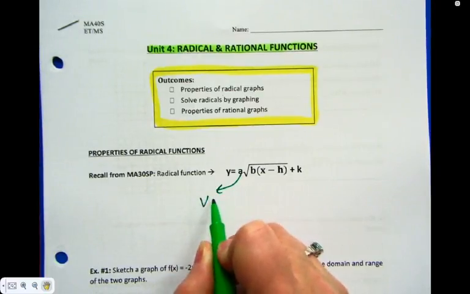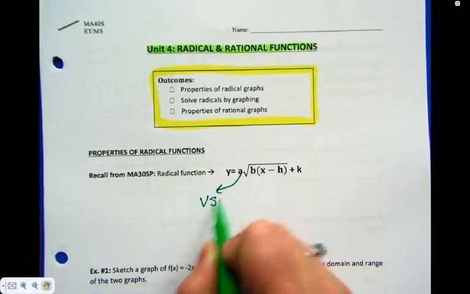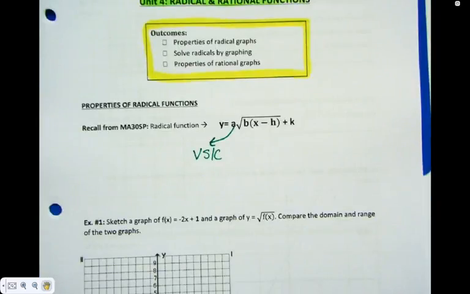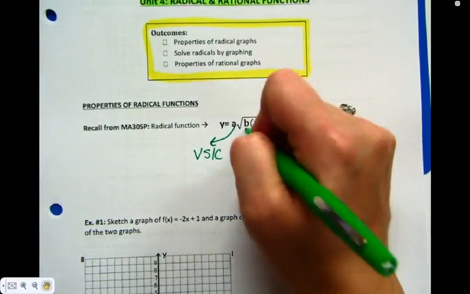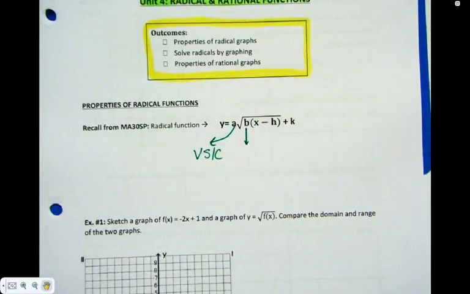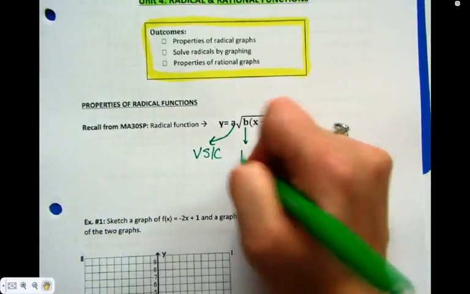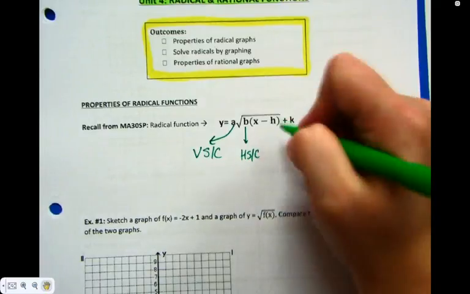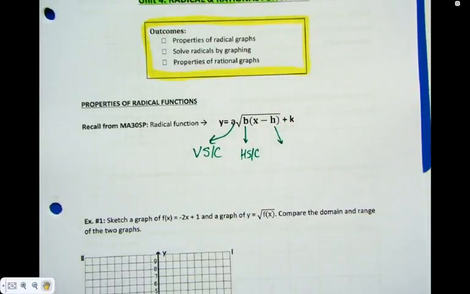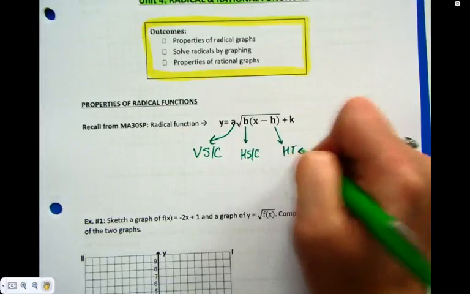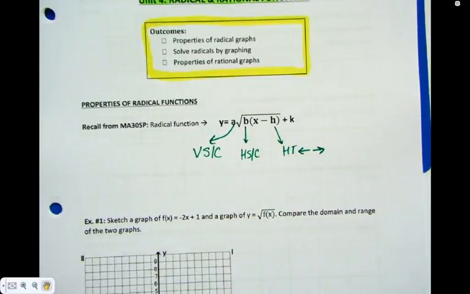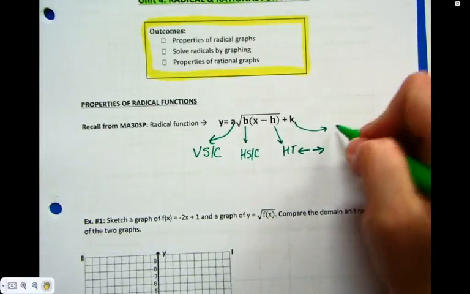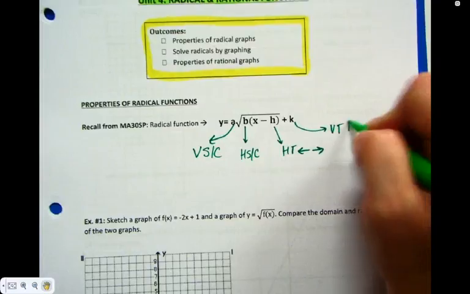Vertical stretch or compression, because we don't know what the value is. And the B stuck in here: horizontal stretch or compression, again, just depending on the value. And the H, and that could be left or right, just depending on the value. And the very last one, up or down.